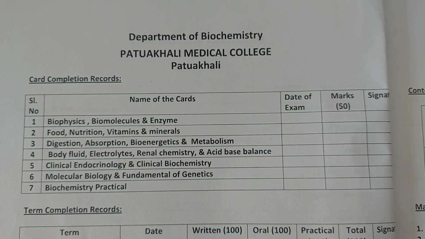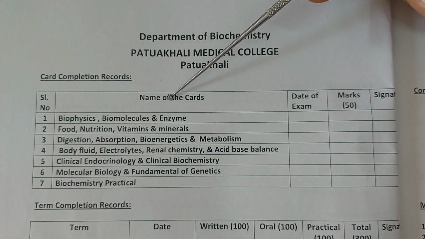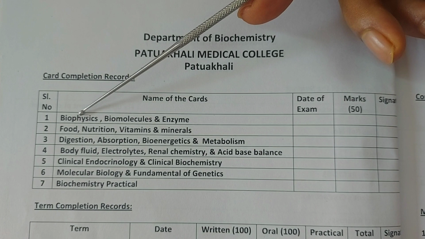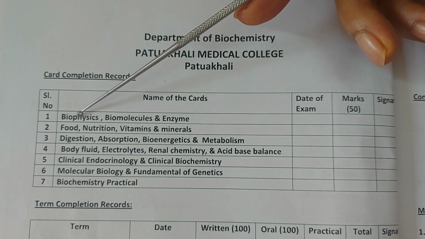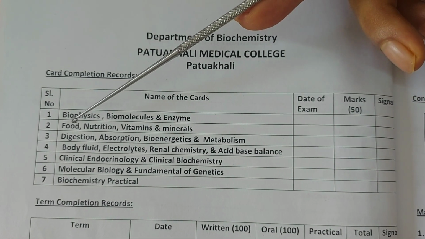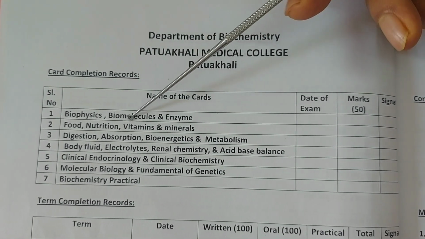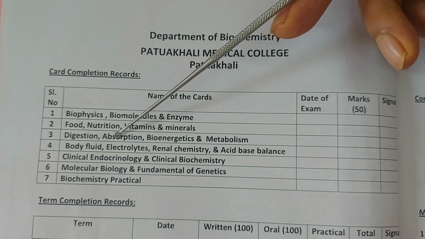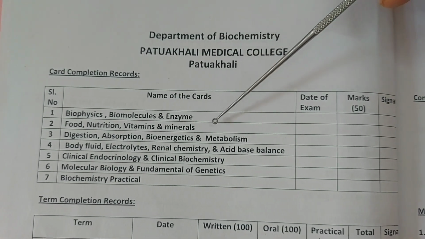And our subject is organized in different cards. We will see it here. Here are the cards of biochemistry. In the first card, we will learn biophysics, biomolecules, and enzymes. In the second card, food, nutrition, vitamins, and minerals. In the third card, digestion, absorption, bioenergetics, and metabolism.